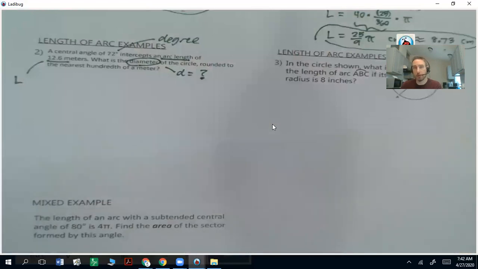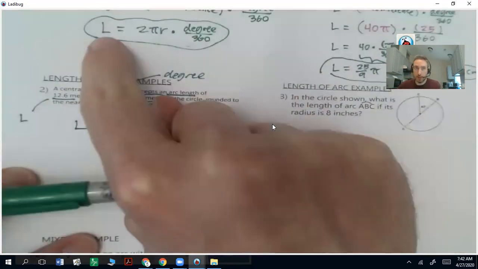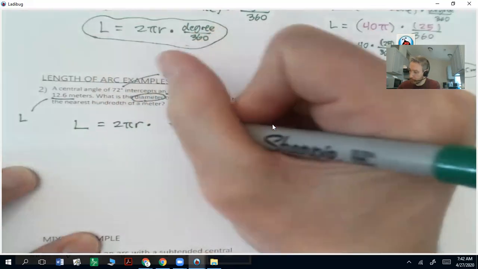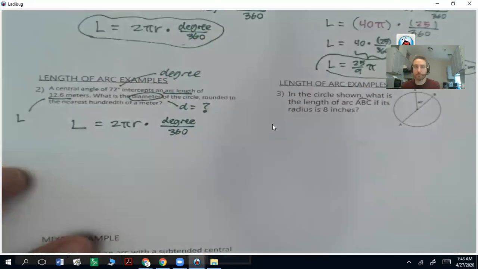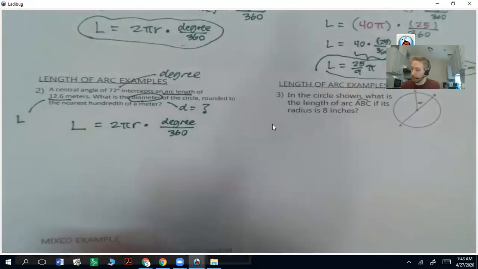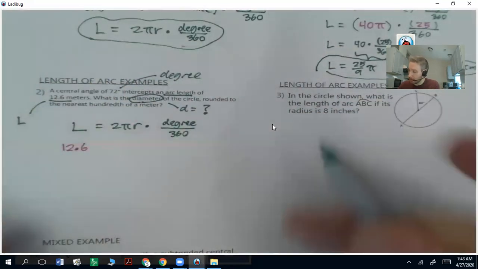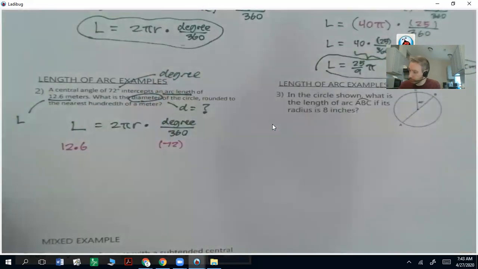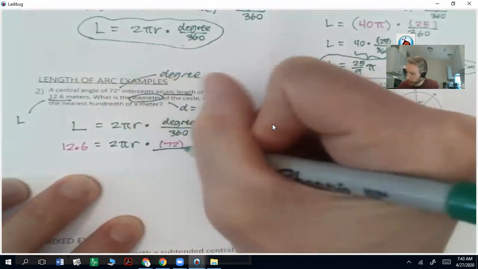So let's write our formula out and figure out what we have. Our formula is L equals 2 pi r times degree over 360. Now I have the degree and I have the L, so we're going to substitute those numbers in for both of those. 12.6 for L, degree being 72. So 12.6 equals 2 pi r times 72 divided by 360.